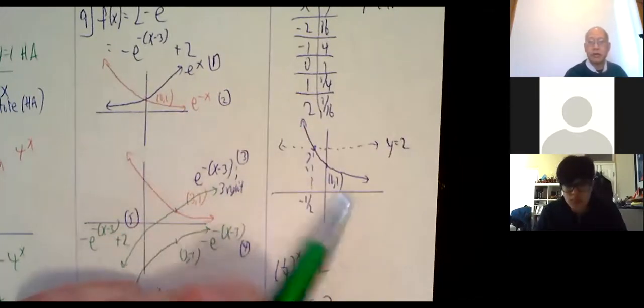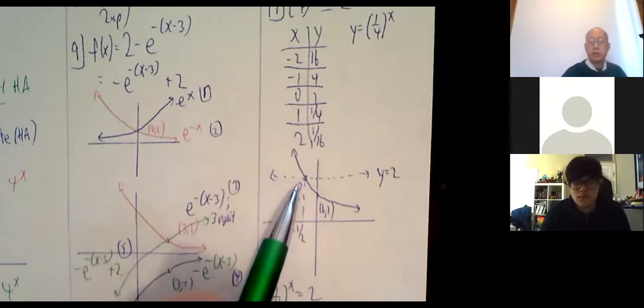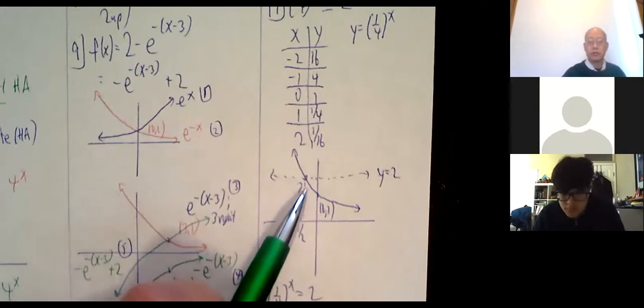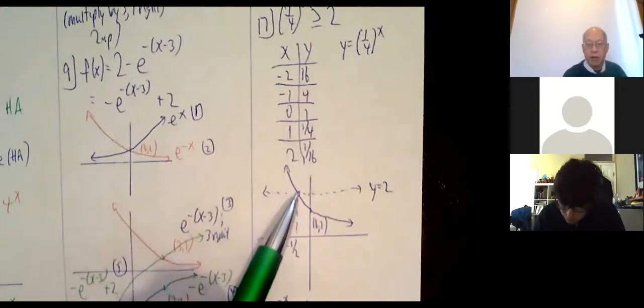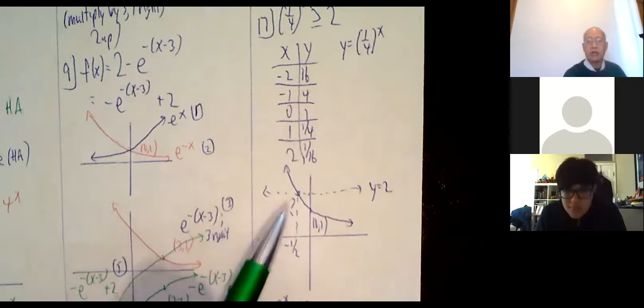Okay, so crudely it goes here. So where is here? I want y to equal 2. So 1/4 to the x greater than or equal to 2 is going to be greater than or equal to whatever this value is. So how do I find out where that value is?